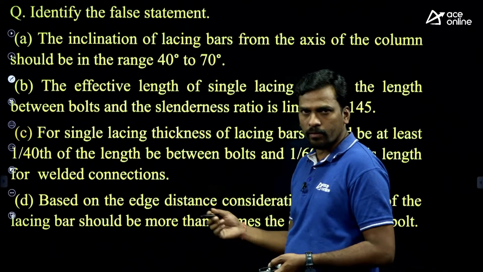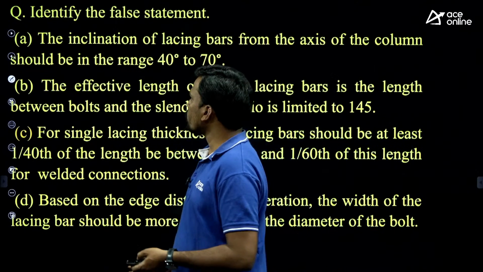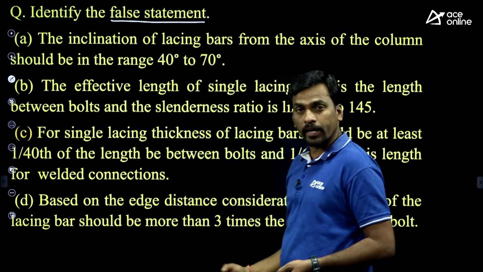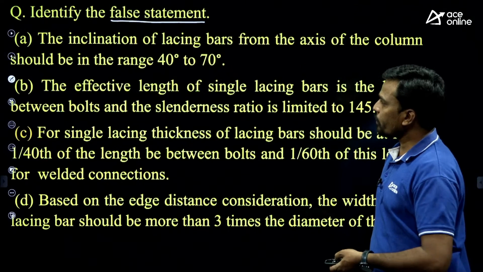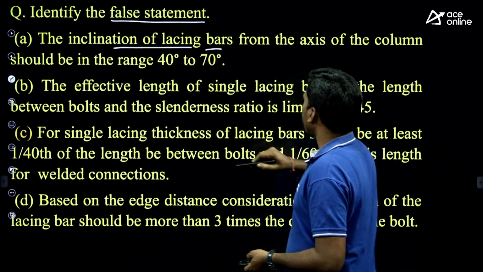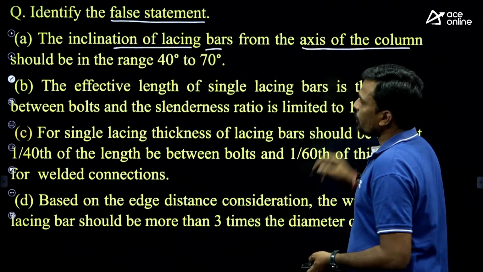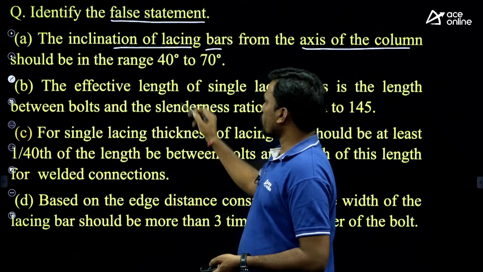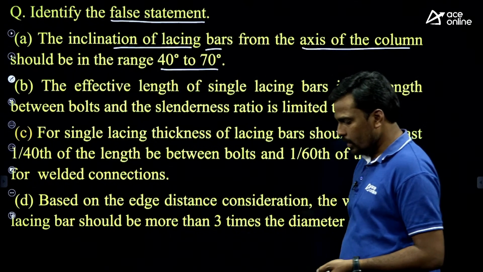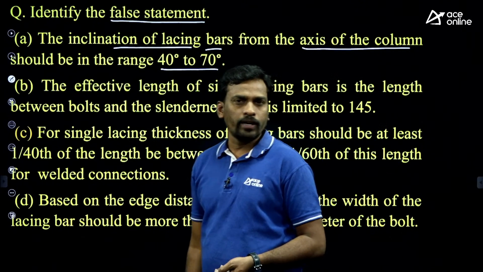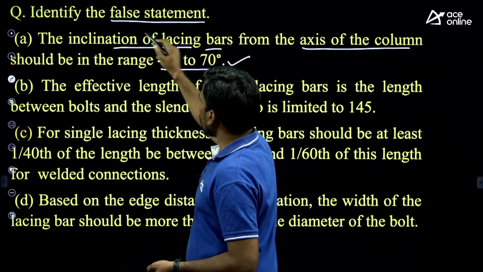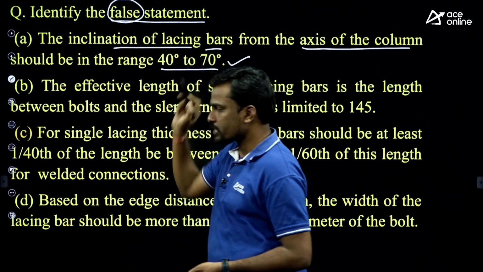Built up columns: I gave laced columns and battened columns. Identify the false statement, nothing but the incorrect statement. Here, the inclination of the lacing bar from the axis of the column should be in the range 40 to 70 degrees. Is it right or wrong? Yes, the angle of lacing is between 40 to 70 degrees. What is the reason? Already given explanation. So it is correct, but he is asking for the false statement.